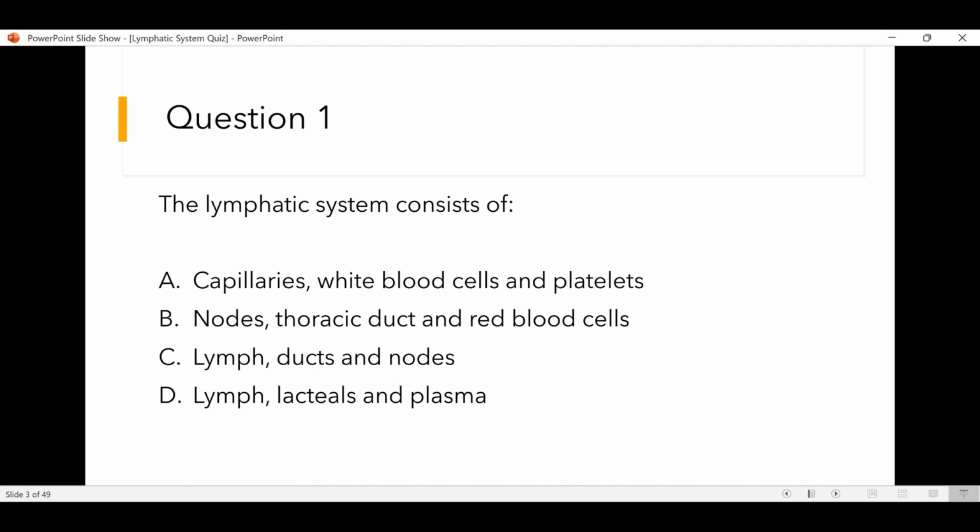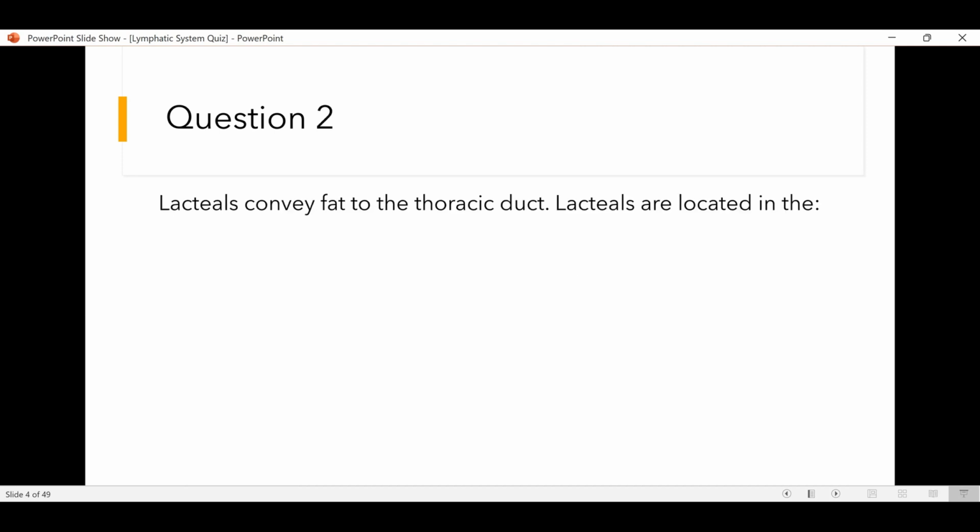Question 2. Lacteals convey fat to the thoracic duct. Lacteals are located in the breasts, small intestine, lymph nodes, or plasma.